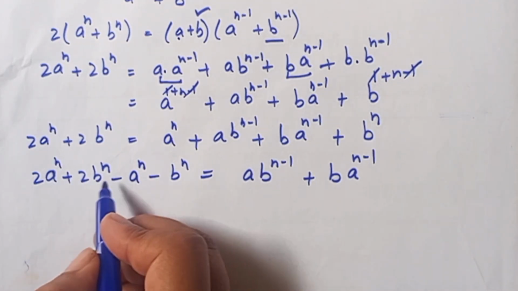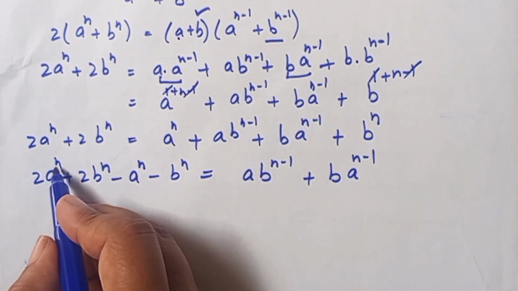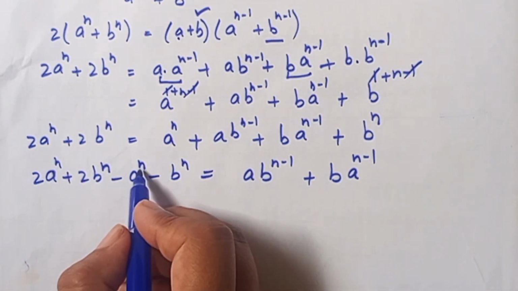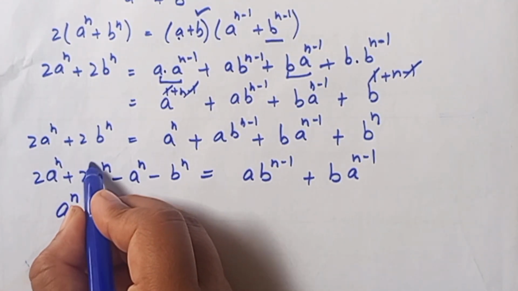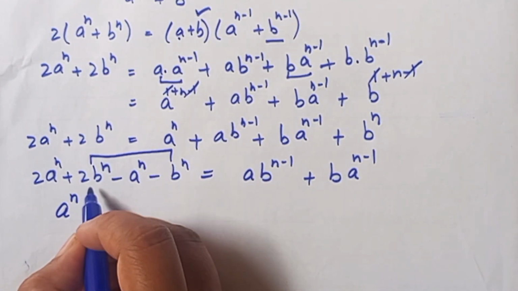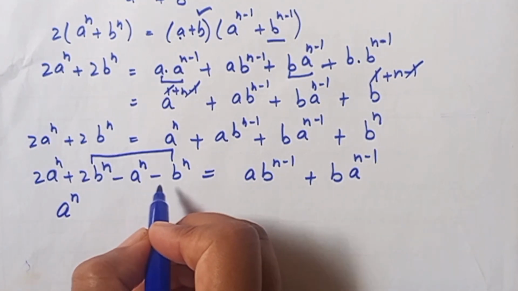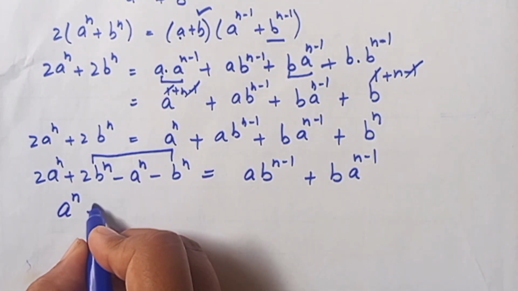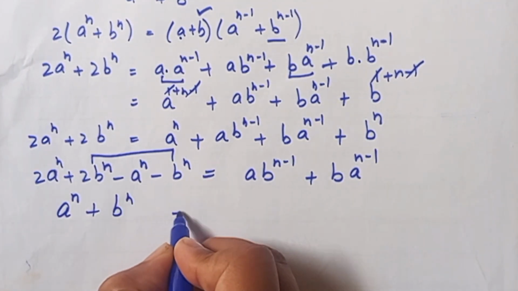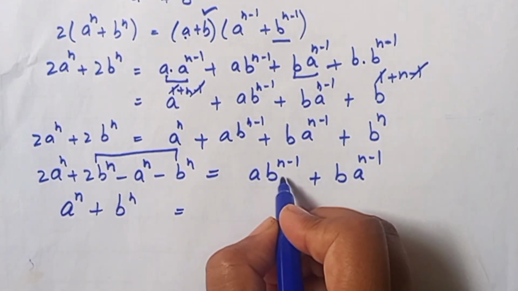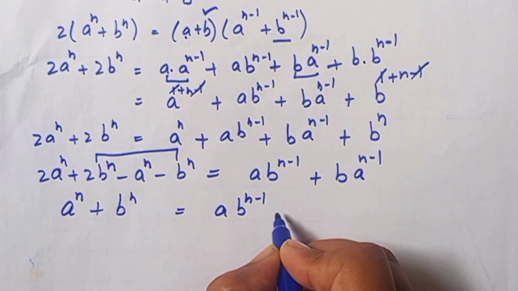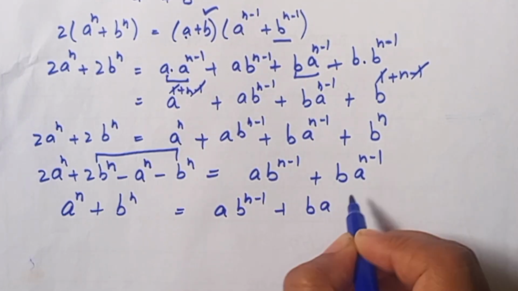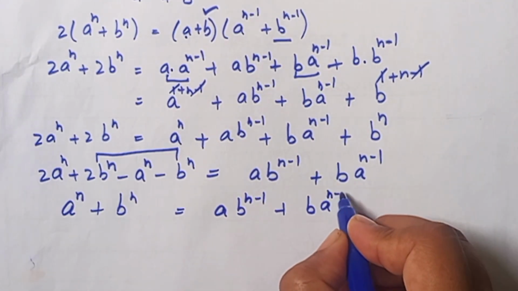Now we simplify this. This is 2 times a raised to the power n. This is minus a raised to the power n. So we get just a raised to the power n. And look at this term, plus 2 times b raised to the power n minus b raised to the power n, we get a plus b raised to the power n. It's equal to, we copy this side, a times b raised to the power n minus 1 plus b times a raised to the power n minus 1.